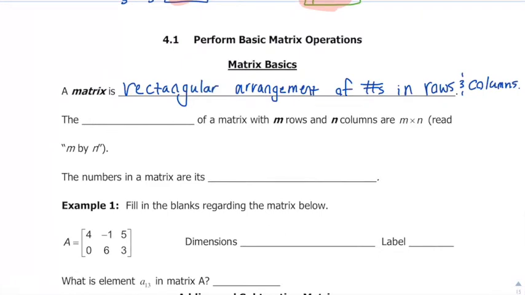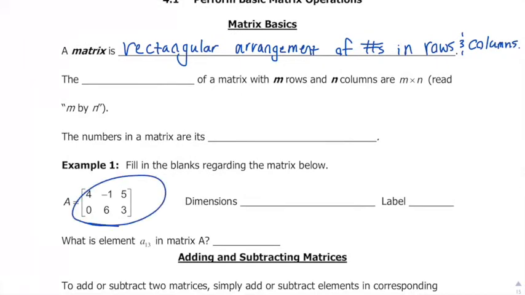And matrices, you see these a lot in your computer science stuff. So here's what a matrix looks like. Instead of dealing with one number at a time, you're dealing with six numbers right there. And we have rows and columns, and they have the different spots.